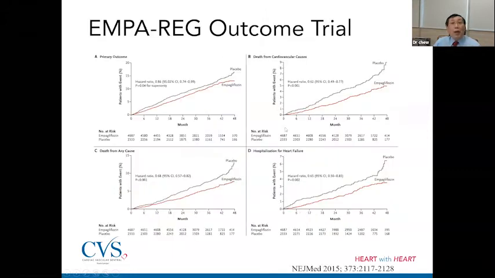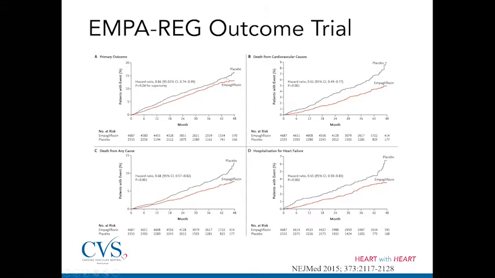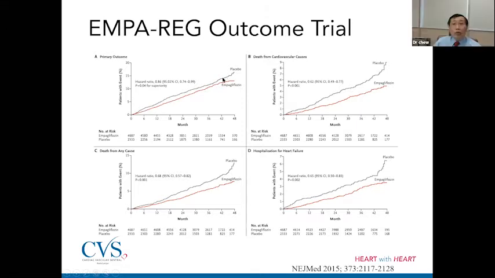In the EMPA-REG outcome trial, empagliflozin was studied to see whether it was safe cardiovascular-wise in patients with diabetes. The surprising finding of the EMPA-REG outcome trial was that there were significantly fewer cardiovascular events in patients who received empagliflozin compared to placebo. What was even more interesting was a significant reduction in hospitalization for heart failure in patients who received empagliflozin in this study.